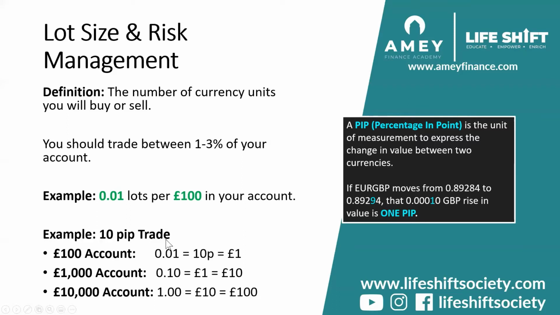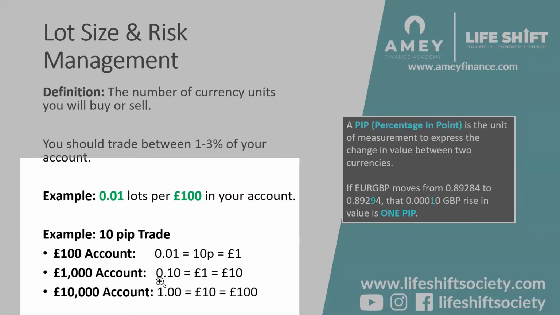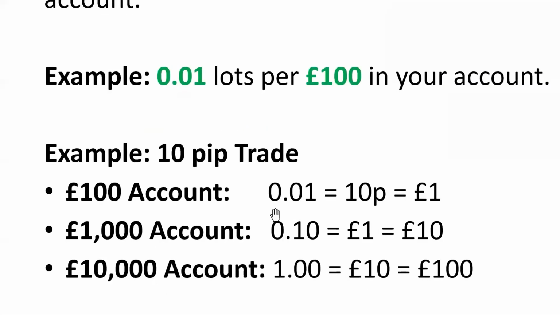A good example about movements in pips and values is this below. So for a £100 account, it's recommended that you trade 0.01, and this is 1%. So it equates to 10p per pip. So if you had a 10 pip trade, you'll make 10 pips. So 10 times 10 will equal approximately £1.